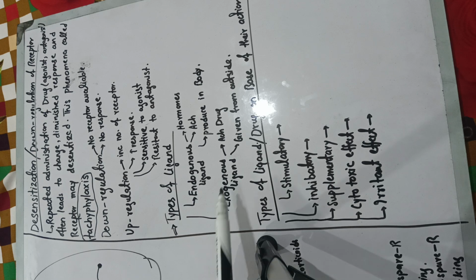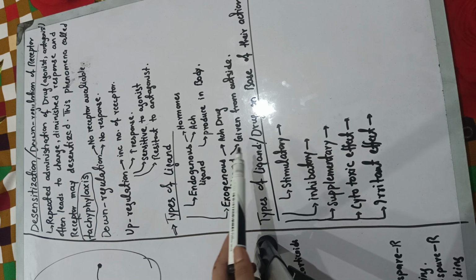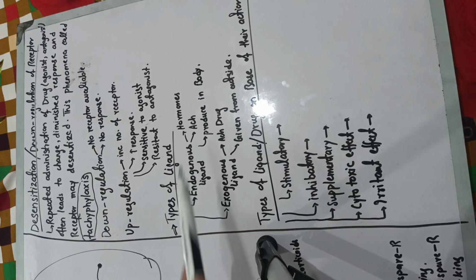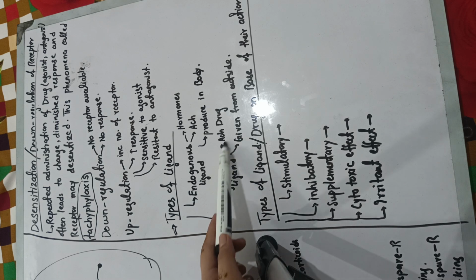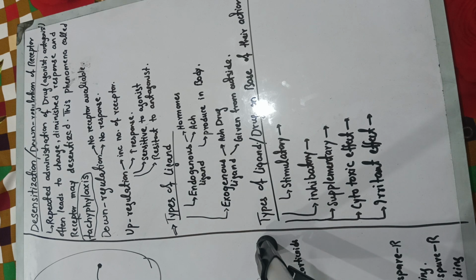But exogenous ligands are not produced inside the body; they are given from the outside. For example, acetylcholine is a neurotransmitter which is already present inside your body, but there is a drug which works very similarly to acetylcholine, and this drug is called an exogenous ligand because it is given from outside the body, not produced inside.